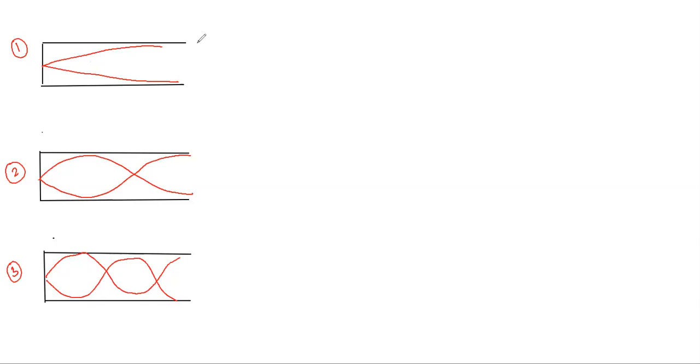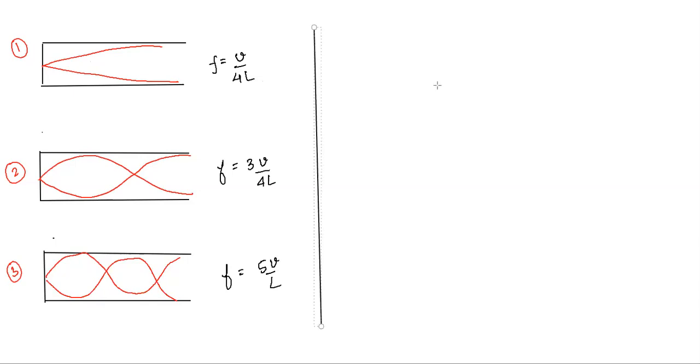this was f equal to V by 4n. Here, f is equal to 3V by 4n. Here, f is equal to 5V by 4n. Now I think it will be easier for us to mark these three things: the locations of nodes, antinodes, and the ratio of overtones.